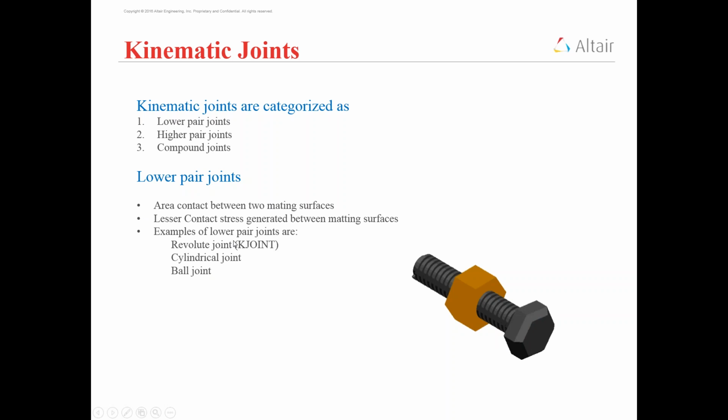K joint is a revolute joint, which has a single rotational degree of freedom. The cylindrical joint has 2 degrees of freedom, and the ball joint has 3 rotational degrees of freedom.